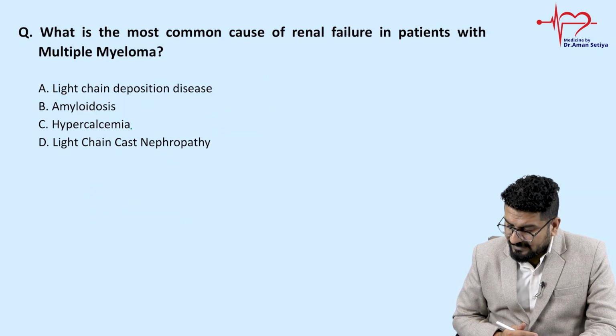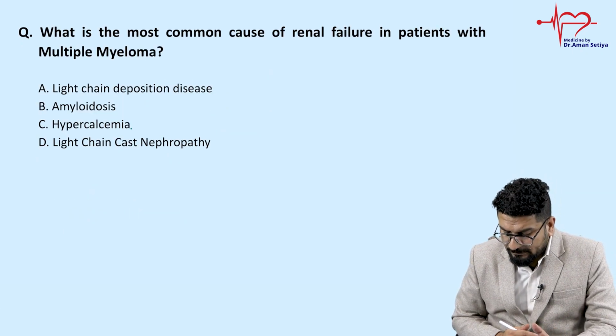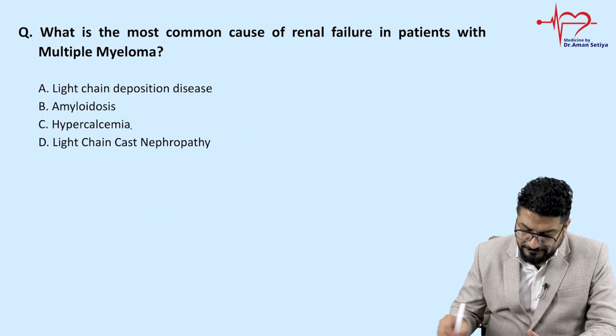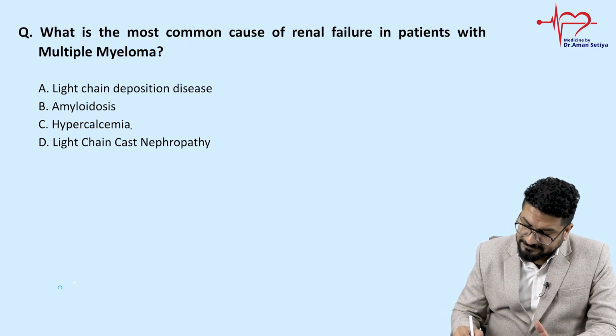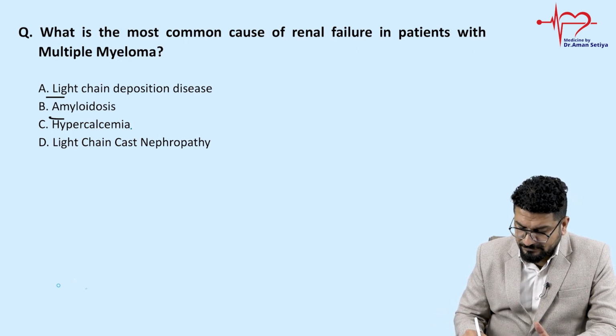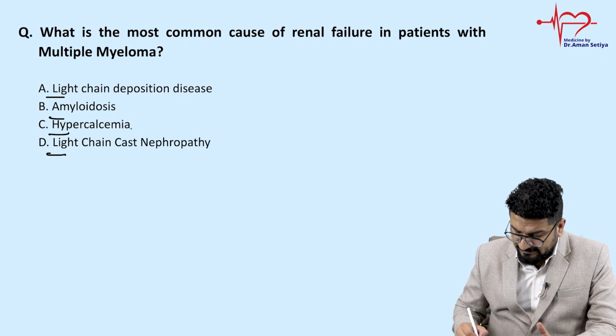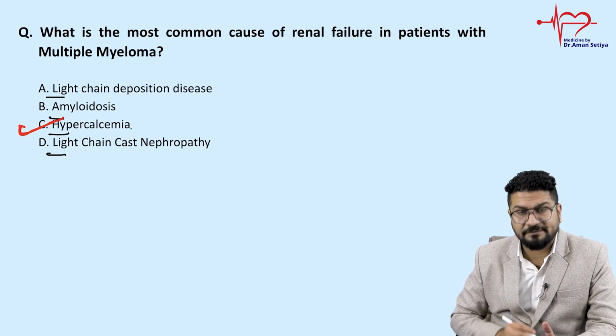Most common cause of renal failure in a patient with multiple myeloma. So a multiple myeloma patient can develop kidney failure due to all of these causes. But what is more common? It can occur due to light chain deposition, amyloidosis, hypercalcemia, light chain cast nephropathy. But the most common cause is hypercalcemia, very, very important.